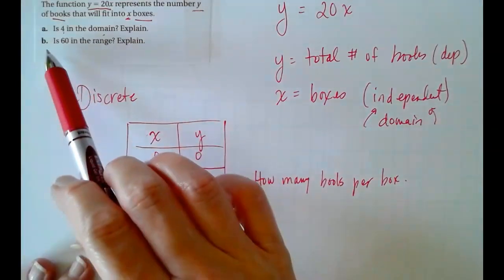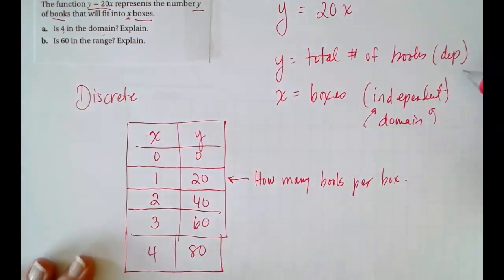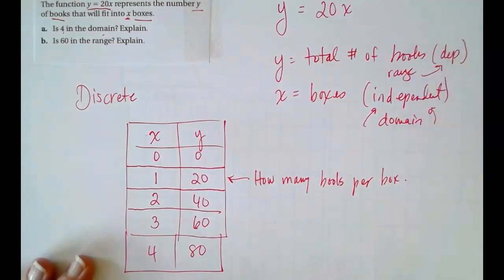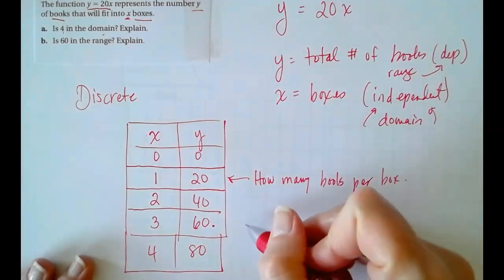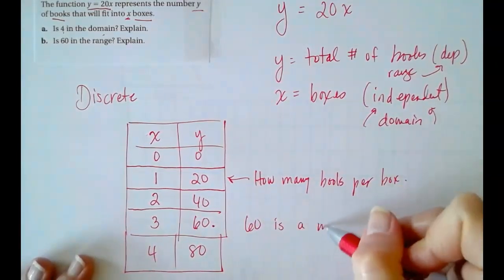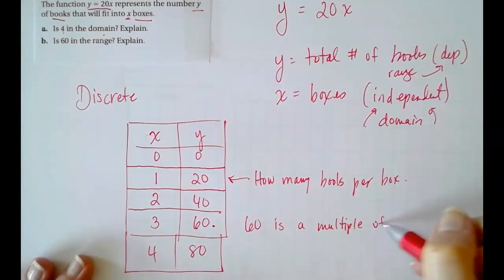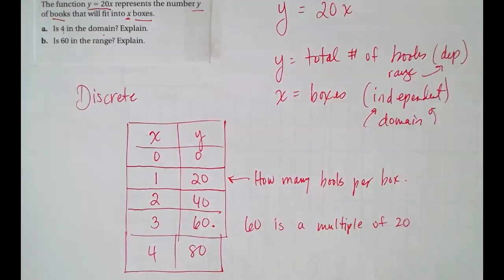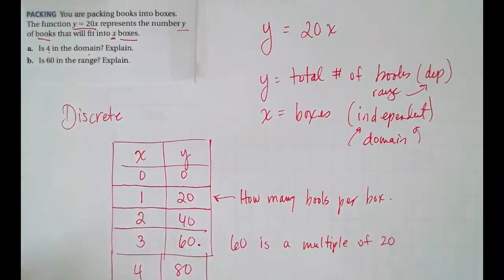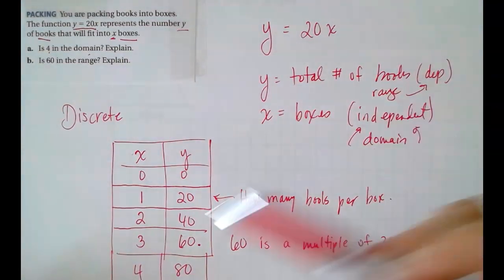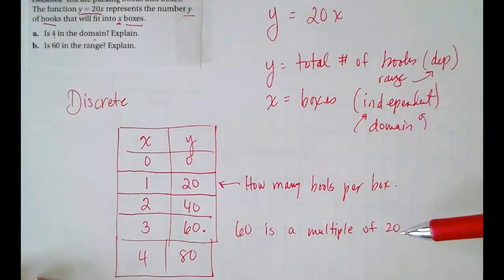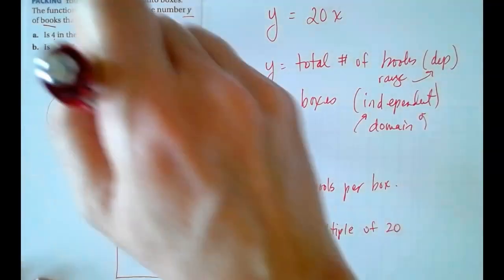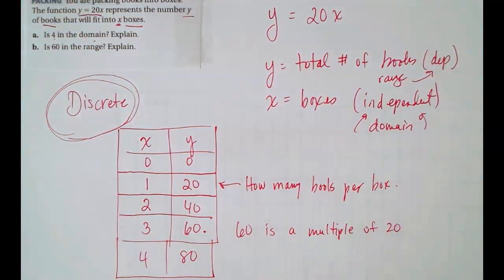The next thing it says, is 60 in the range? The range are the y values. So is 60 in the range? Yes, it is. Why is 60 in the range? Because 60 is a multiple of 20, and the books are coming in increments of 20. So this is a discrete function. 4 is in the domain, yes, because 4 is the number of boxes. 60 is in the range because it is a multiple of 20. This is a discrete function.